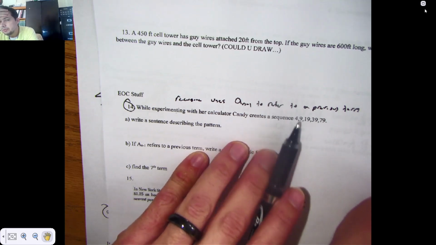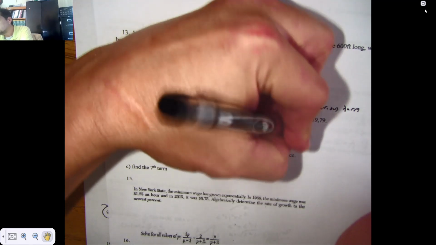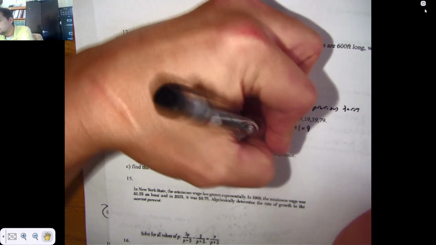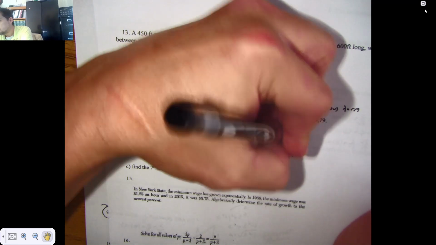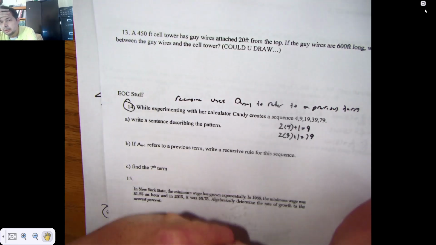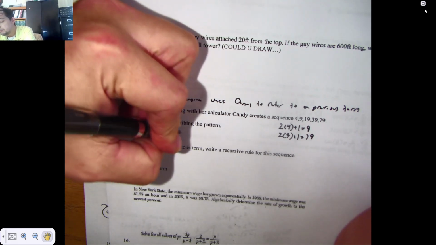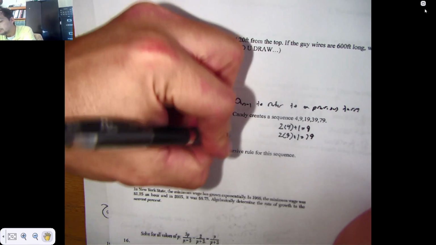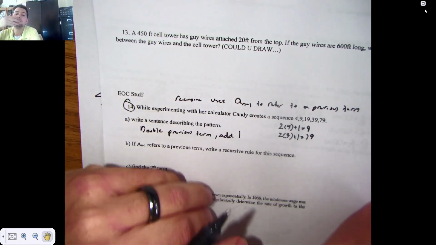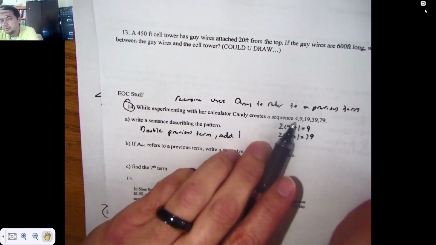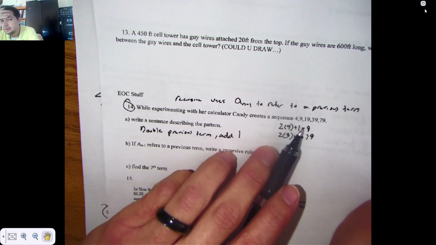Turns out if you double 4 and add 1, you get 9. If you double 9, you get 19 if you add 1. So a sentence describing this pattern is to double the previous term and add 1. That's what you do. To create this 9, I doubled the term before it, and I added 1.